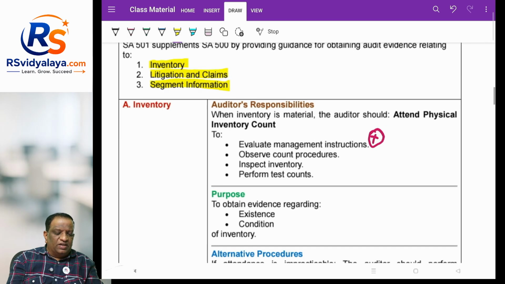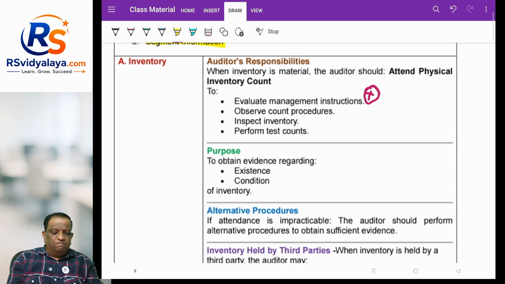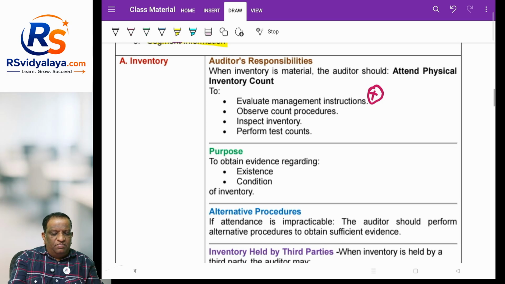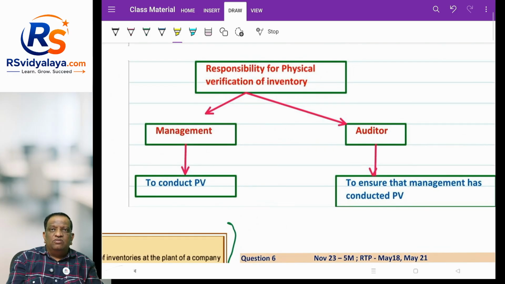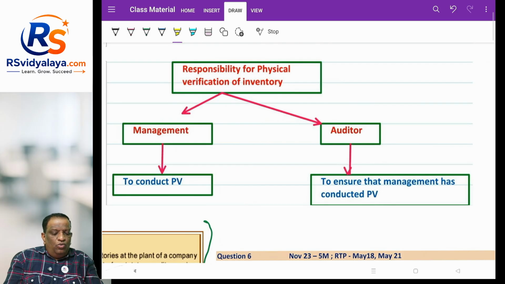Then with regard to inventory, what should the auditor do? Now, the bigger point conceptually is about physical verification. That is, who will have to conduct this physical verification and what is the auditor's responsibility towards physical verification. Now, let us look at a small chart so that conceptually you will get clarity on it. Whose responsibility is it to conduct the physical verification? Then we look at it from the management perspective and the auditor perspective, and management is responsible to conduct the physical verification.